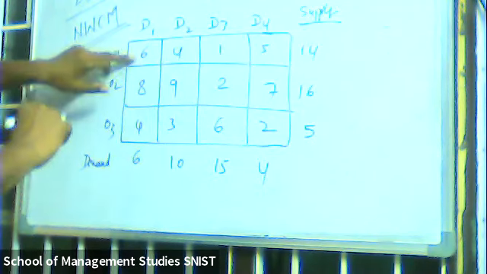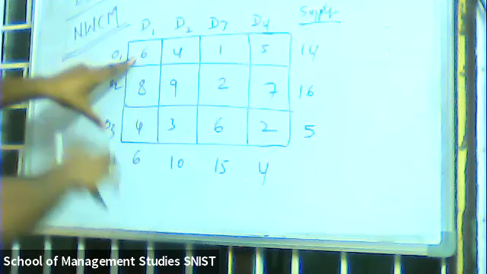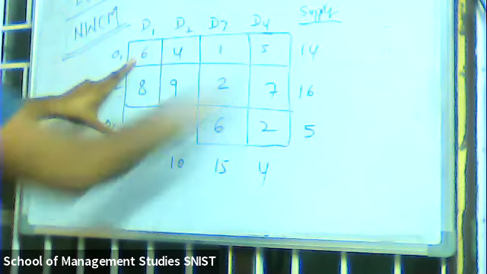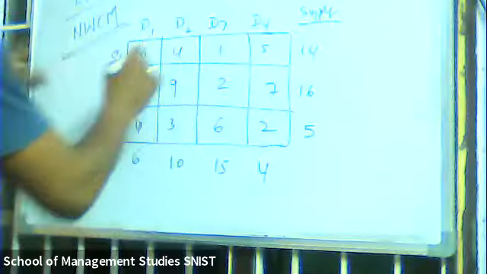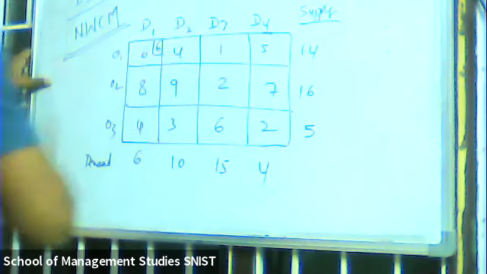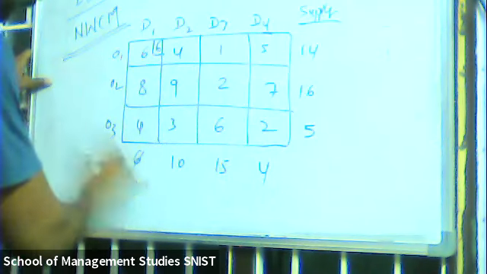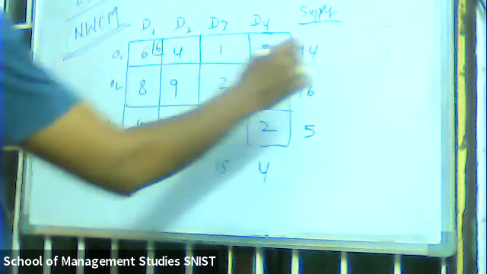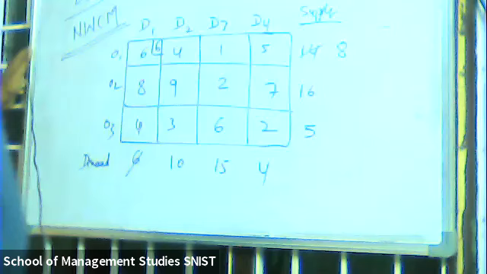Starting with x11, comparing the demand and supply for that cell. 6 and 14. The lowest value is 6, so I'm allocating 6 here. Cross this particular one, and it becomes 14 minus 6, which is 8.